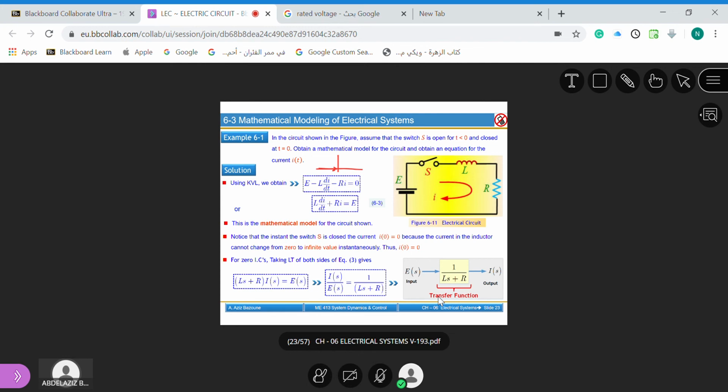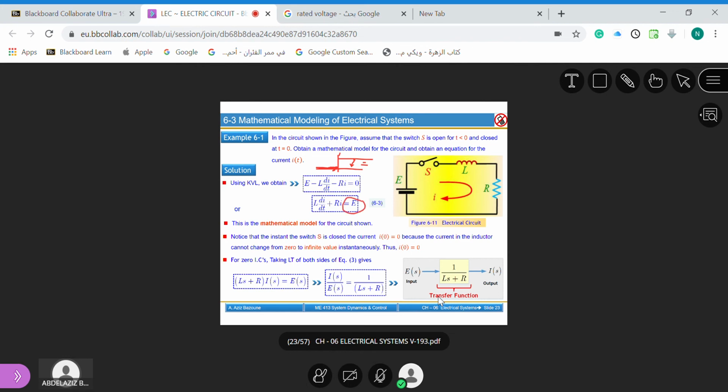The switch was open, so there is no current passing through and no voltage. But after that, when we close the switch, the voltage starts passing. We have voltage, and this is our E. E will be a constant voltage. It is a step input here.